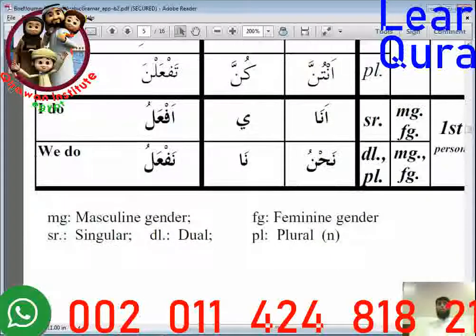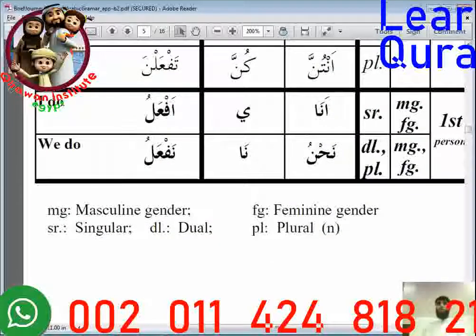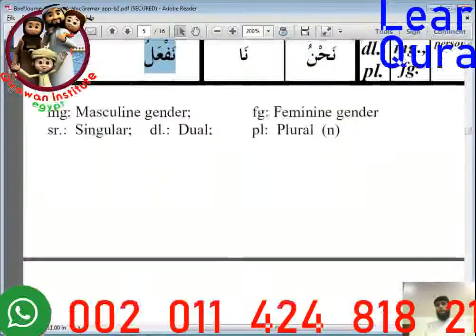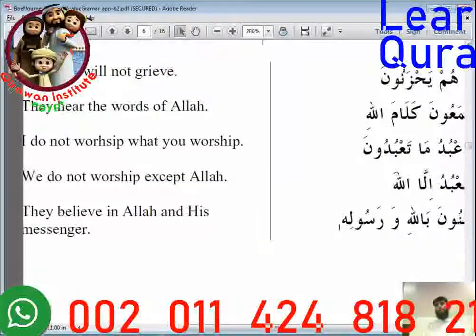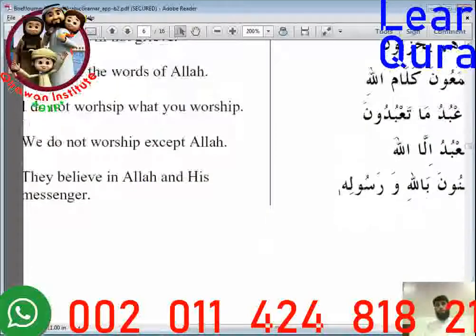And then the last one is your first person, af'alu, I do, adhabu, I go, or I will go, and naf'alu, we do something, or we will do something. And for dhahaba, this would be madhhab. Straightforward. So last time we skipped something, which was the passive form for present tense.